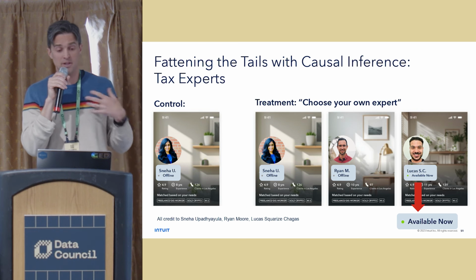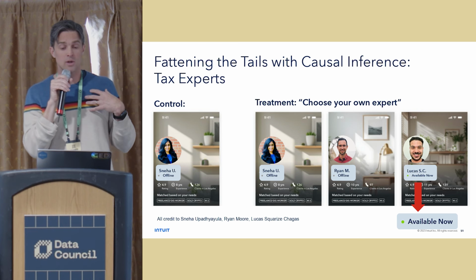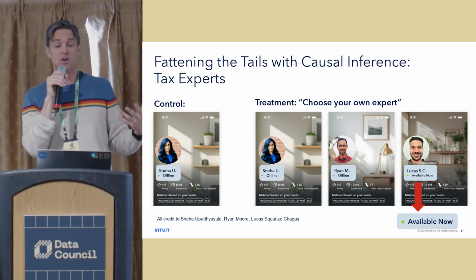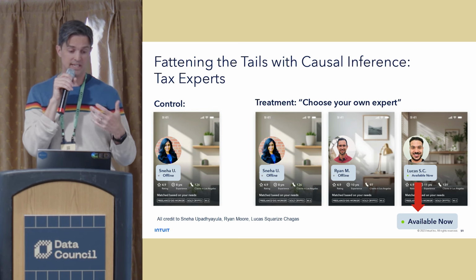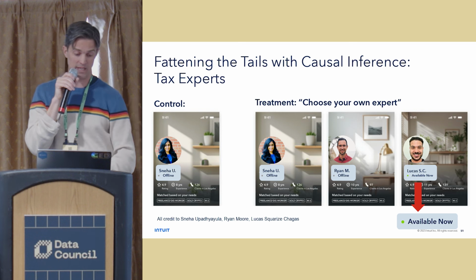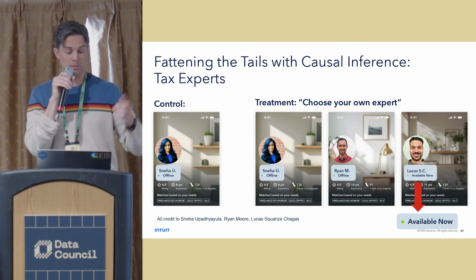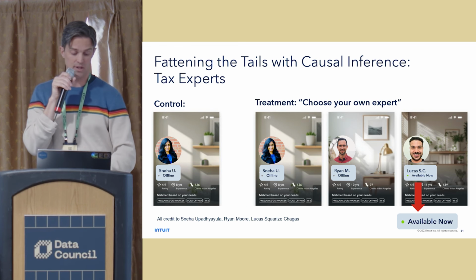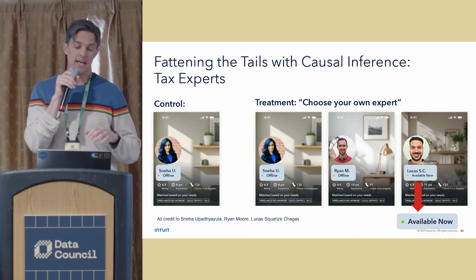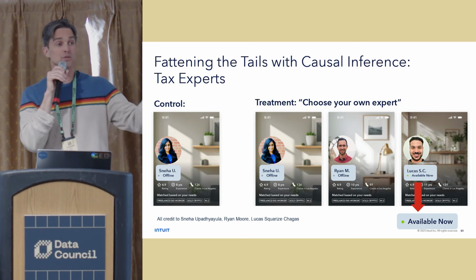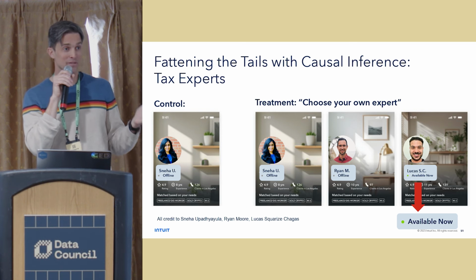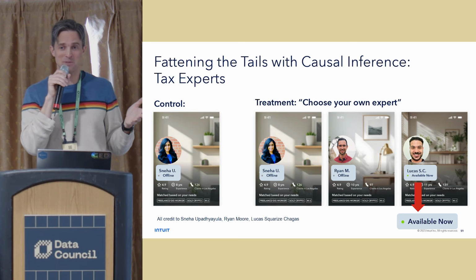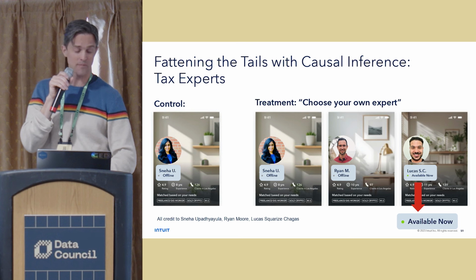And this is an example from Intuit, where in the past year, we really leaned into causal inference to help fatten the tails on our testing portfolio. This was a test around our tax expert platform. In the control condition, you would be matched based on your needs with a tax expert. And in the treatment condition, there was this choose your own expert experience. And this was one of those zero effects. People actually didn't care that much about getting to choose their own tax expert.